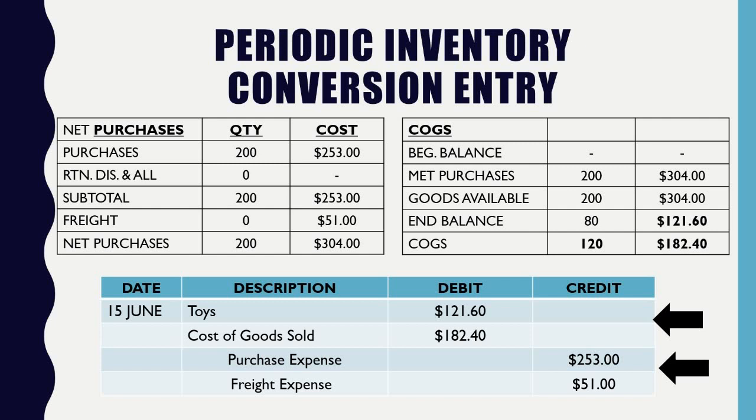So here again, when we do that, we need an ending inventory. We need to convert our inventory. So here I have the purchases and the freight expense, and I entered my ending inventory and my cost of goods sold. Again, all this information, you're going to be pulling it from the worksheet. Okay? So again, everything's pretty straightforward.